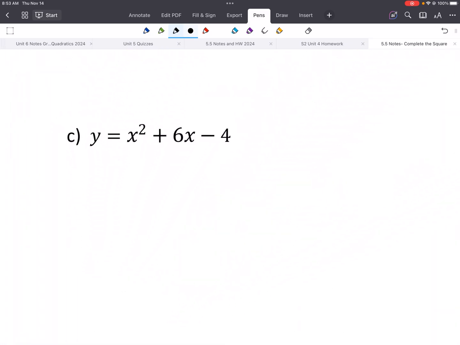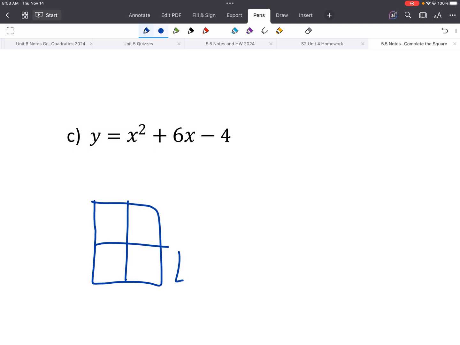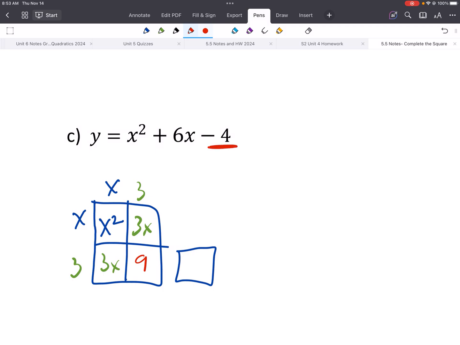It's not because of the y equals, it's because of something else. So let's do our little box, put our x, half of 6 is 3, and then complete the square is 9. Okay, so again, it's not 9, it's -4.